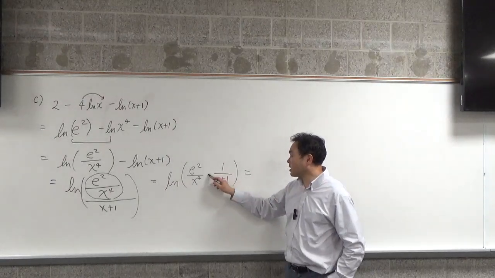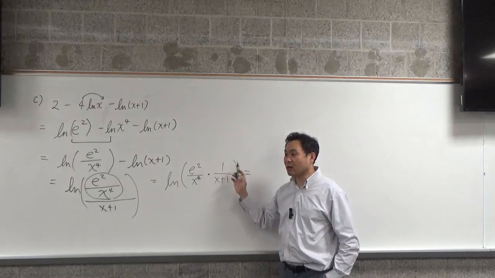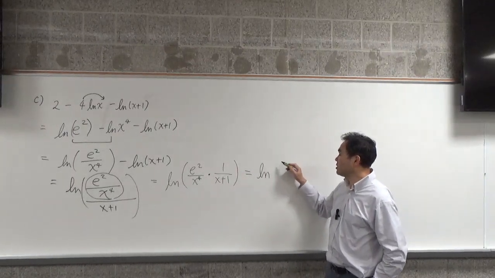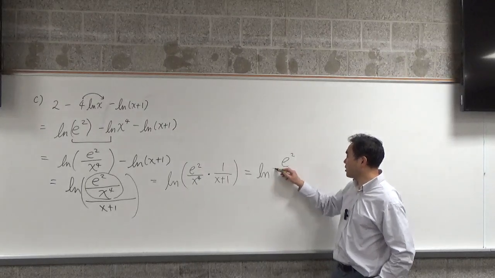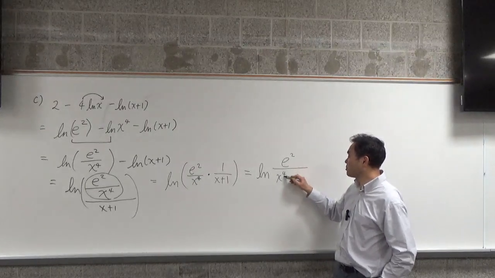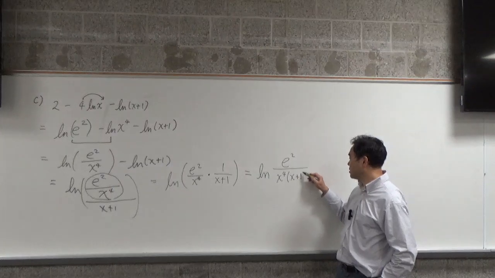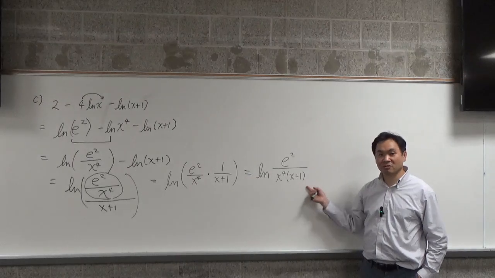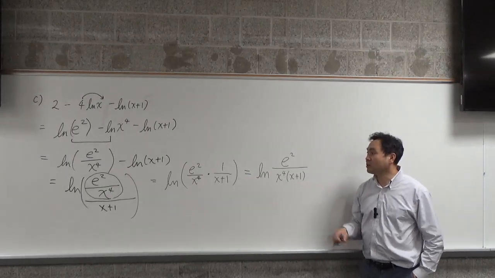And then how do you multiply fractions? Top to top, bottom to bottom. So you end up with ln of e squared times 1, which is just e squared, over x to the 4 times x plus 1. Another big source of mistake, if you forget this parenthesis, then it'll be wrong, okay? Yeah. So that's the answer.